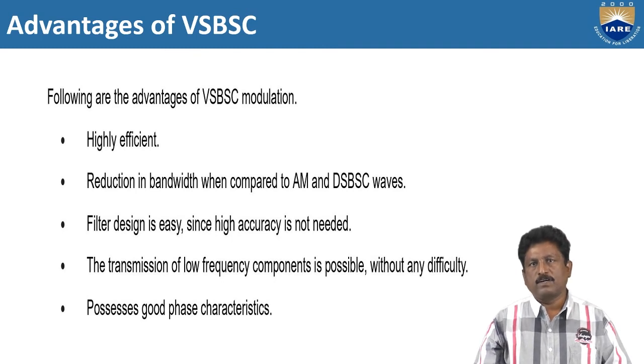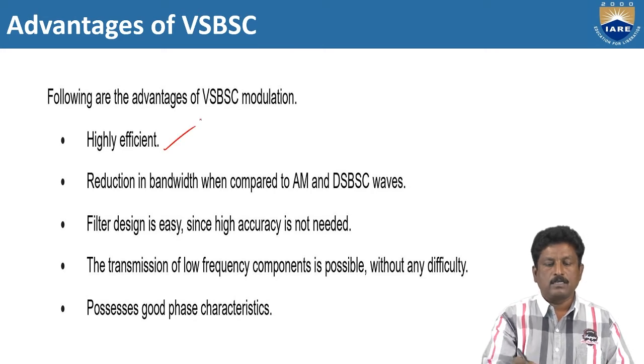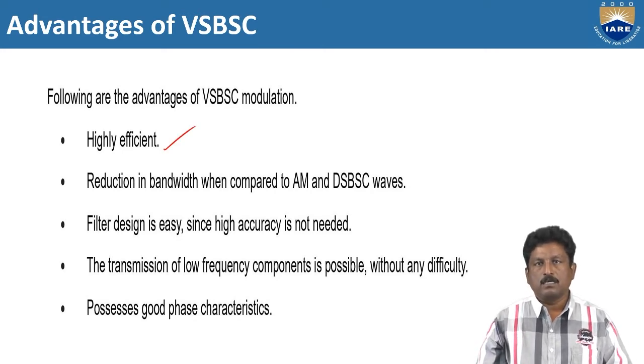Then coming to the advantages of the VSB-SC wave. The first one is high efficiency. Compared to the AM, DSB and SSB, it is highly efficient. You can transmit one complete sideband and part of the other sideband, so there is no loss of information in the case of the VSB-SC wave. You can retrieve the signal 100% without any loss. So this modulation is highly efficient.